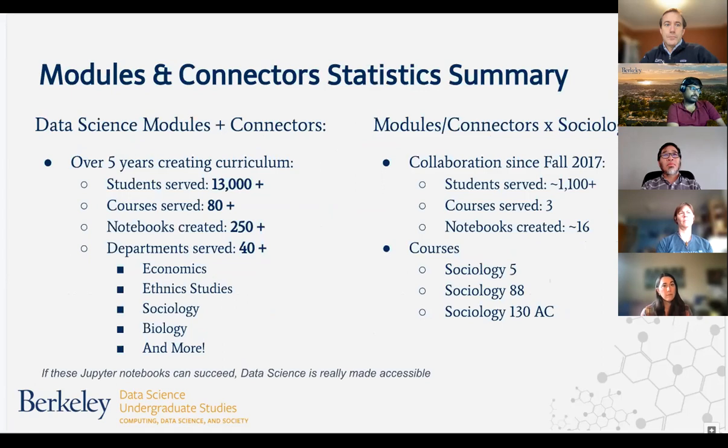And so now to give you an overview of some of our statistics and modules, we've been creating curriculum for over 5 years. And over these 5 years, we have served over 13,000 students, served over 80 courses, created over 250 notebooks, which is quite a number, and served over 40 departments at UC Berkeley, including but not limited to economics, ethnic studies, political science, sociology, biology, you name it. And with the Sociology Department, we have collaborated with them since 2017 and have served over 1,100 students and worked with 3 courses and made approximately 16 notebooks. So yeah, SOCH 5, SOCH 88, and 130 AC, which we'll go over more in detail.